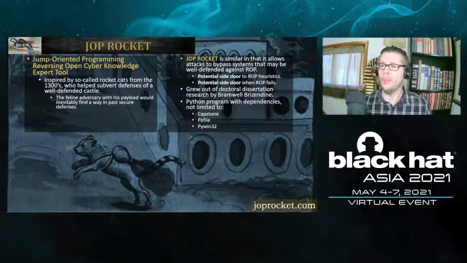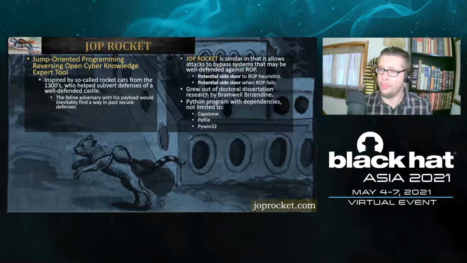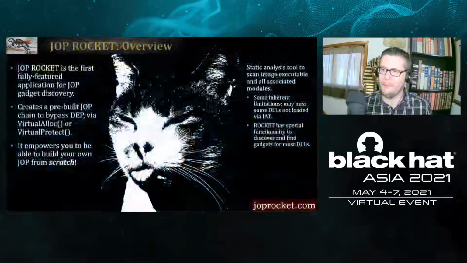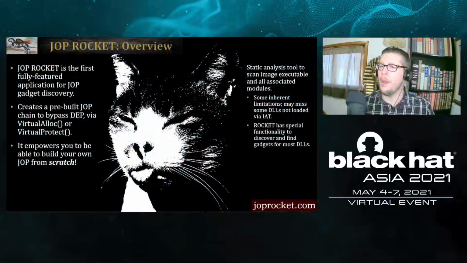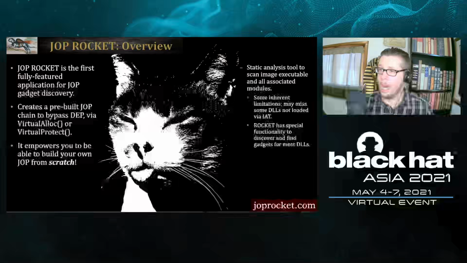So where did this come from? Well, it grew out of my doctoral dissertation research that I conducted, culminating in a rather large Python program, about 30,000 lines with various dependencies, including Capstone, pefile, etc. And so really the JOP Rocket is the first and only fully featured JOP gadget discovery tool. We're always adding new features. The latest and greatest is the ability to create a pre-built JOP chain to bypass DEP. It also empowers you to build your own JOP chain purely from scratch.